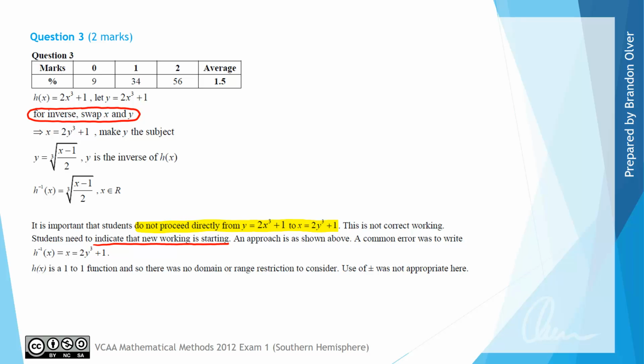A common error was to write h inverse of x equals 2y cubed plus 1, which is not correct. As h of x was a one-to-one function, there was no domain or range restrictions to consider, and it's important to note that the use of plus or minus was not appropriate here, because we weren't solving a quadratic equation with an x squared, we were solving a cubic equation, which means that you don't actually get plus or minus when you take the cube root of something.